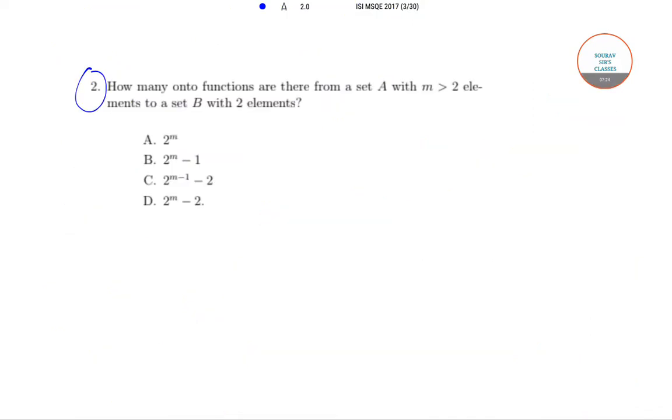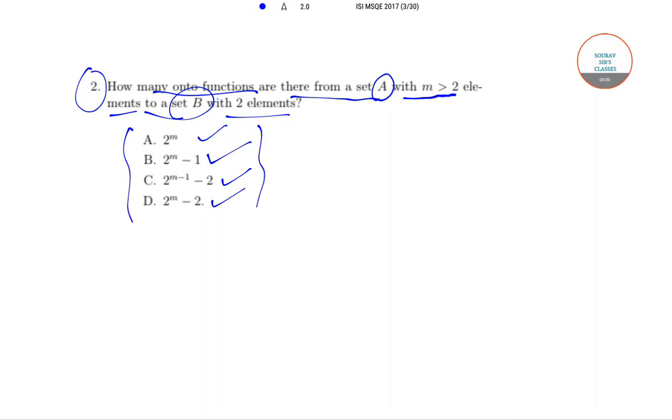In question number 2, it has been said that we need to find out how many onto functions there are from a set A with m elements, where m is greater than 2, to a set B with 2 elements. We need to find the number of onto functions in this scenario. The options given are 2 to the power m, 2 to the power m minus 1, 2 to the power m minus 2, and 2 to the power m minus 1 minus 2. So these are the 4 options that we need to check.